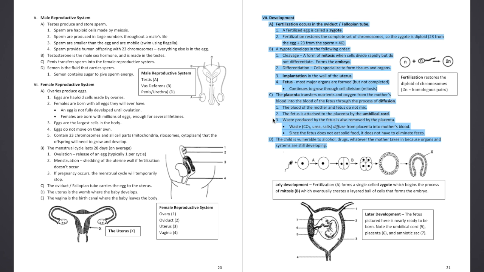3. Waste produced by the fetus is also removed by the placenta. Waste, CO2, urea, salts, diffuse from the placenta into the mother's blood. Since the fetus does not eat solid food, it does not have to eliminate feces. D. The child is vulnerable to alcohol, drugs, whatever the mother takes in, because organs and systems are still developing.